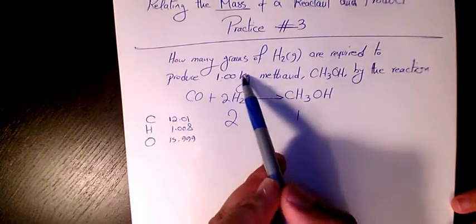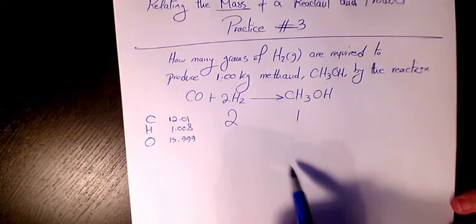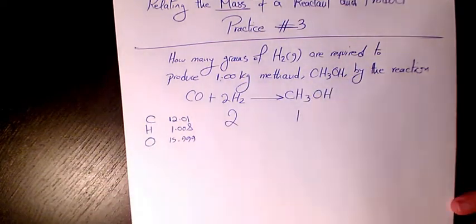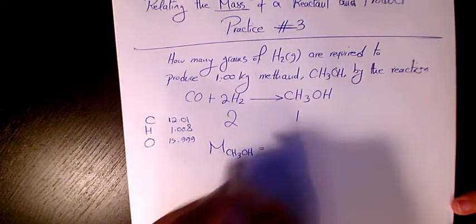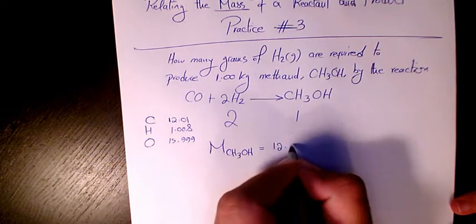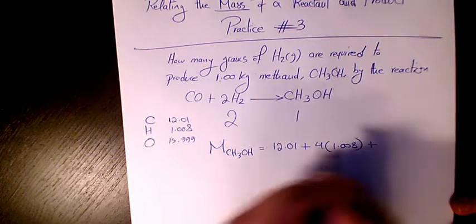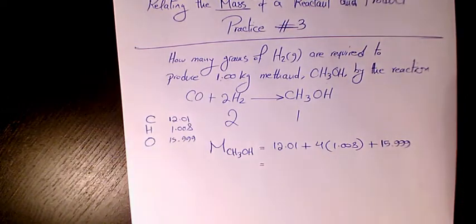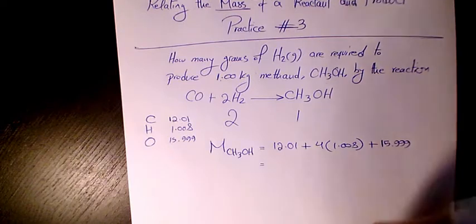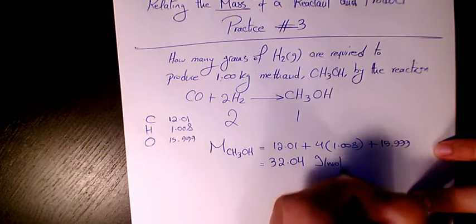We need to produce 1 kilogram of methanol. So 1 kilogram is in terms of mass, we need to convert it to moles first. So in order to convert moles, we need to know the molar mass of methanol first, which is going to be 1 carbon plus 4 hydrogen plus 1 oxygen. So that will be 12.01 plus 4 times 1.008 plus 15.999. That makes it 32.04 grams per mole.